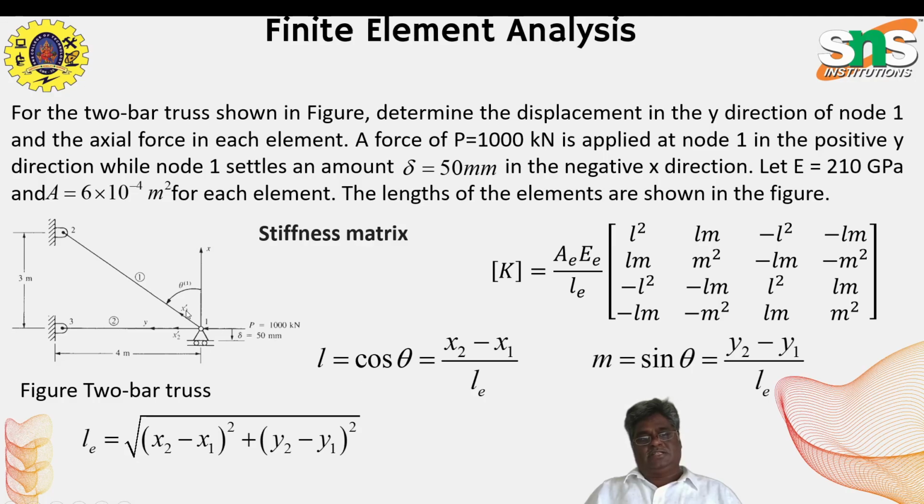One is based on the theta orientation with respect to the x-axis or y-axis. L equal to cos theta, and cos theta is x2 minus x1 divided by LE, the length of the element. M equal to sin theta, that is y2 minus y1 divided by LE. The LE is the root of x2 minus x1 square plus y2 minus y1 square.